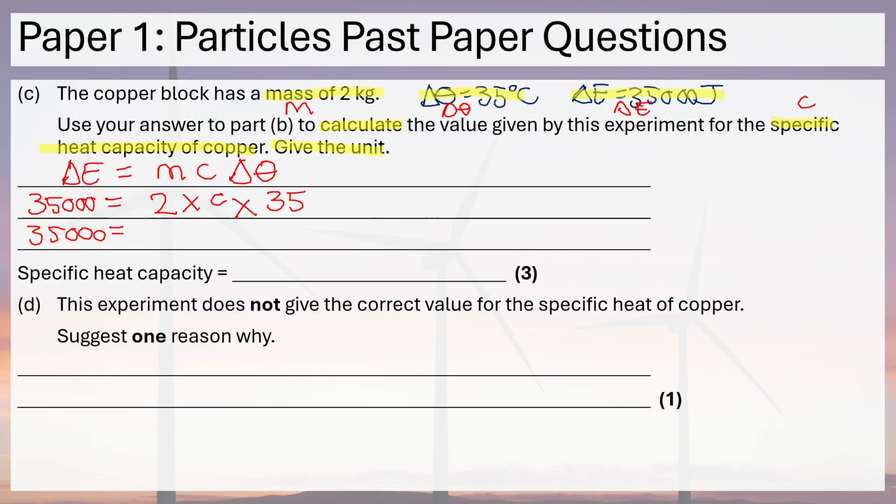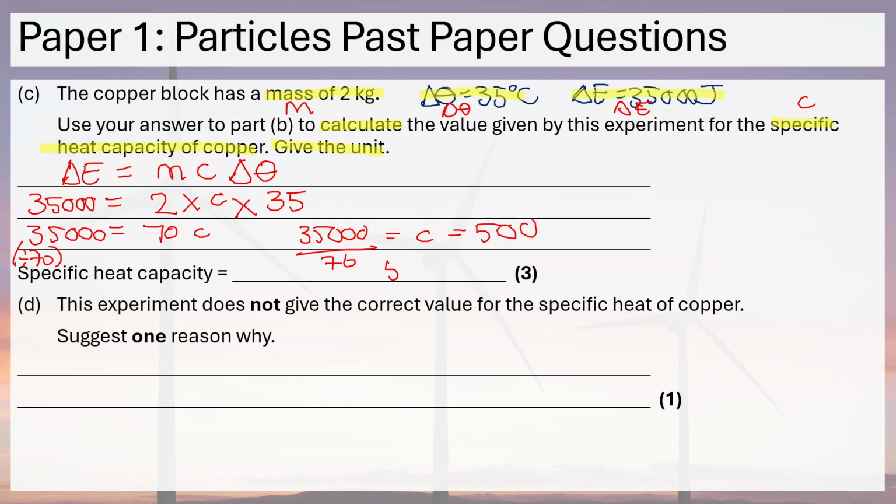2 times 35 is 70. It now looks nice and simple. To get C on its own, I'm going to have to divide both sides by 70. So that's 35,000 divided by 70 will equal specific heat capacity, which is 500.